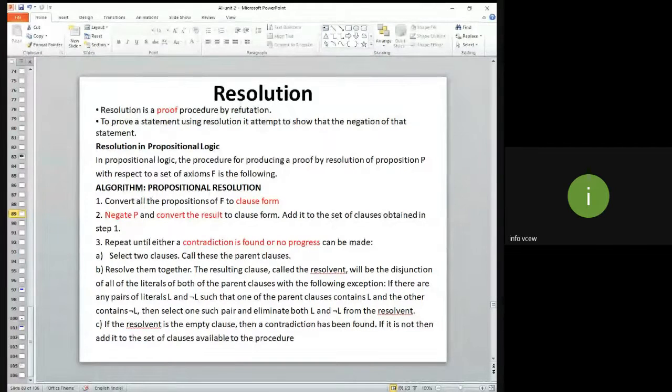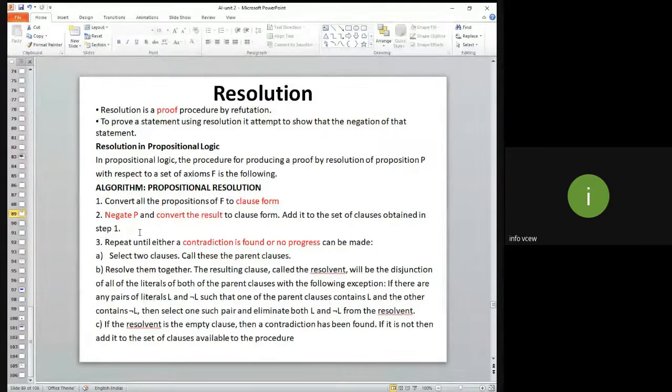Both we can see. So the first step in the algorithm for propositional resolution is to convert all the propositions to clause form. I can explain how to convert to the clause form. Next, the second one, negate. Negation means opposite, all are known. Yes, negation is the opposite.